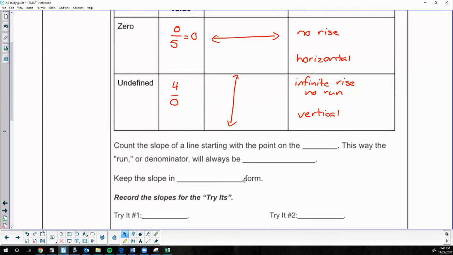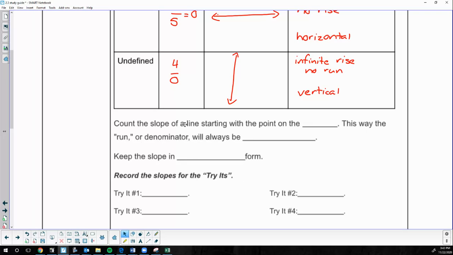Okay, so strategy to find slope when you're looking at a graph. You count the slope of the line starting with a point on the left. This way, the run, or the denominator, will always be positive. You want to keep the slope in fraction form.